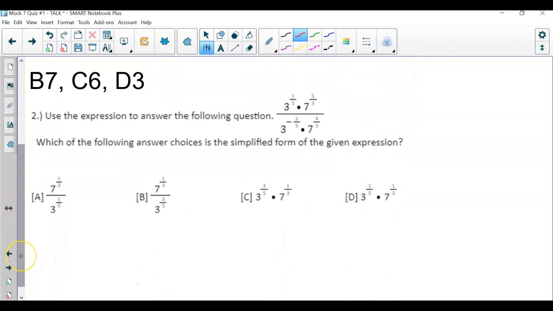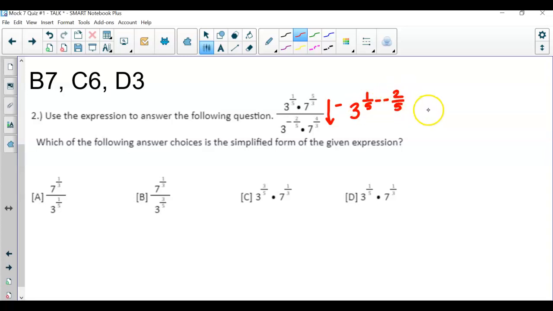So question number 2. Notice how here you're given a fraction, you're dividing. So with our bases being the same and we're dividing, make sure from top to bottom to subtract the exponent. So let's first start with the base of 3. We are taking 1/5 minus -2/5. Make sure, and if you need to, write it out.